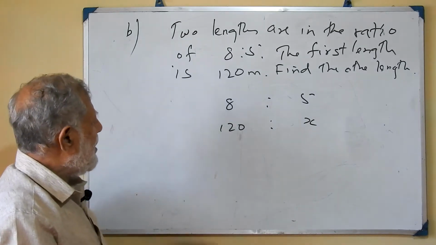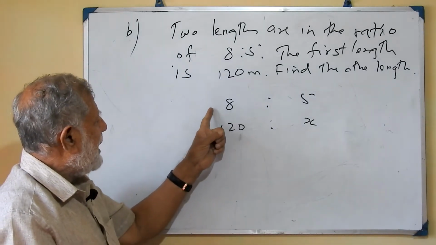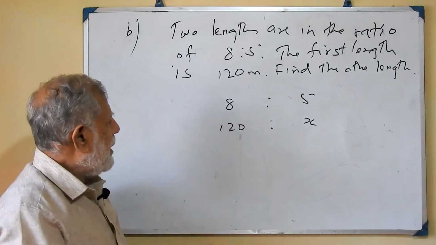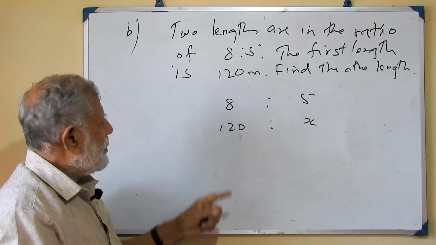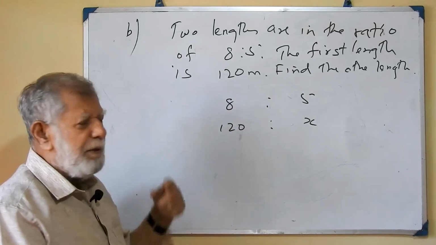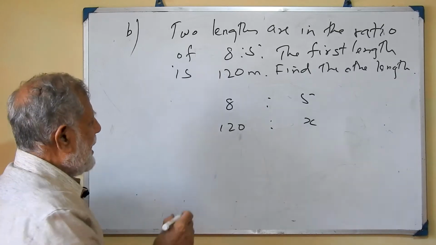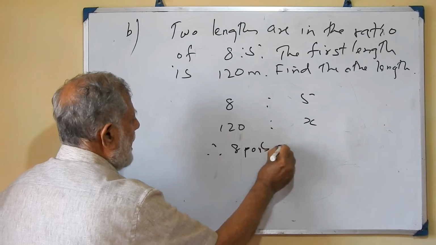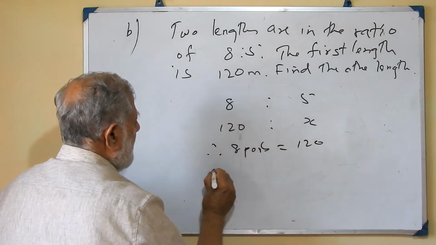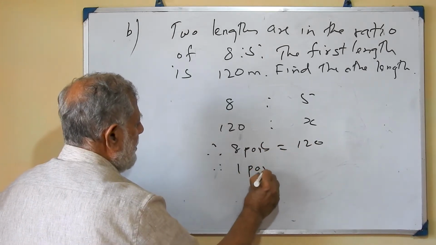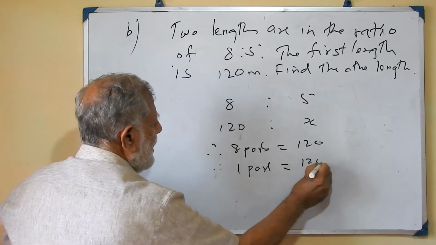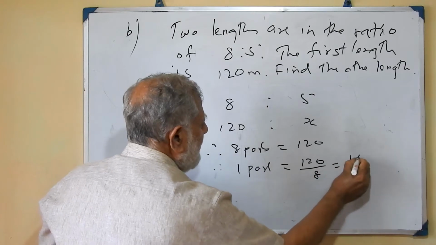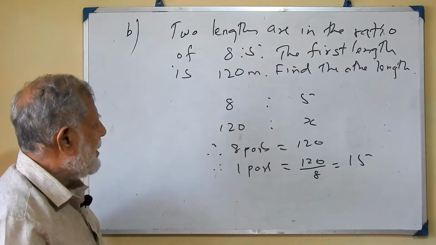So here it is simple. The ratio of the first length to the second length is 8 is to 5. Now the first length is 120, so we know that 8 parts is 120. We write down, therefore, 8 parts equal 120, therefore 1 part equals 120 upon 8, that is equal to 15. 1 part equals 15.